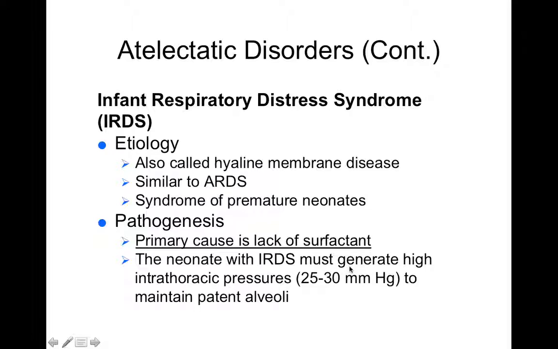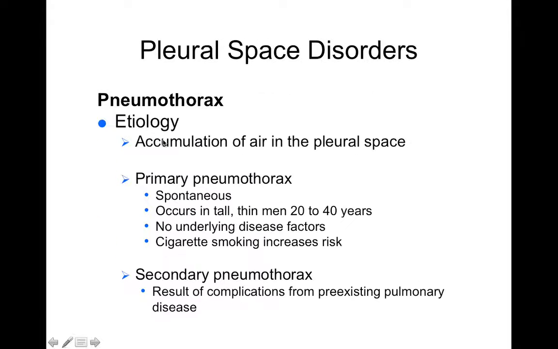But what happens, you guys, is that this generates really high intrathoracic pressures just to be able to ventilate. They have to expand their rib cage dramatically just to inflate their lungs, because their lung airways are collapsed and they're sticky, which means it takes a lot of effort just to open up those airways. So that's IRDS. Now, we're going to move on to pleural space disorders, you guys.